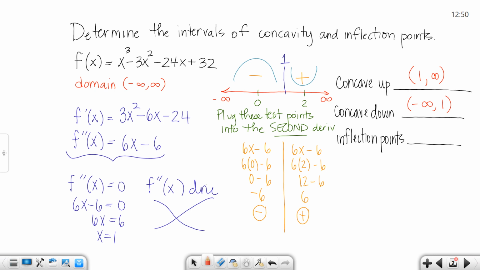Now, going back to your guidelines, underneath your guidelines rather, it says inflection point. An inflection point is a point on the graph where the concavity changes from upward to downward or downward to upward. If you have any change at all in concavity, that's an inflection point. So you'll see the value 1 here. On the left side it's down, and on the right side it's up. Since there's a change there, that means you have an inflection point at 1.